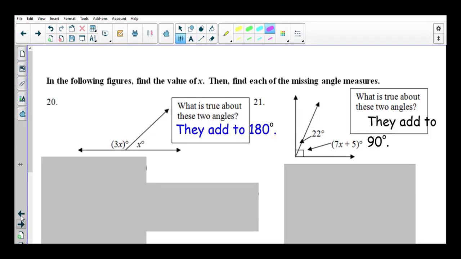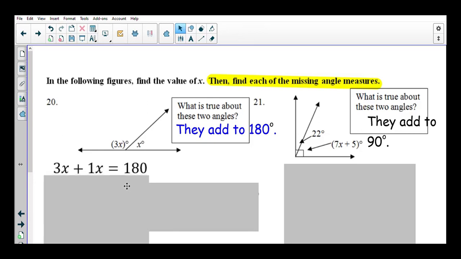It says in the following figures, find the value of x, then find each of the missing angle measures. That last set of directions is really important. Students tend to forget about it. So in number 20, we need to recognize what's true about these two angles. They're on a straight line, which means a straight angle or 180 degrees. They're supplementary. They add to 180 degrees. So what I know is the relationship, again, is either going to be that the angles are equal, they add to 180, or they add to 90.